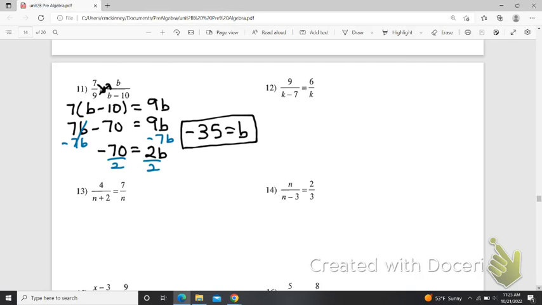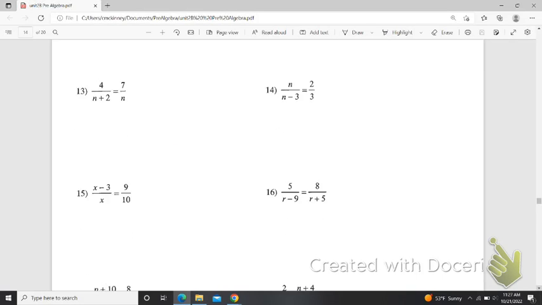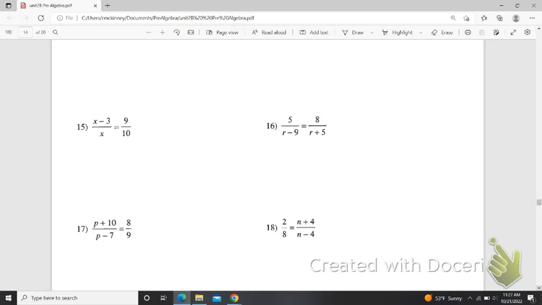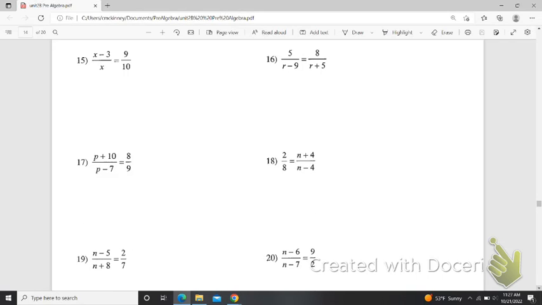Okay, so we only had to distribute on one side, but we did have variables on both sides of our equation. So I'm going to go down to number 15 next. Actually, let's go ahead and make it 16. The reason I'm making it 16 is because starting with 16, you have to distribute in both directions. Still cross multiply, but you're going to have distributing to do on both sides.